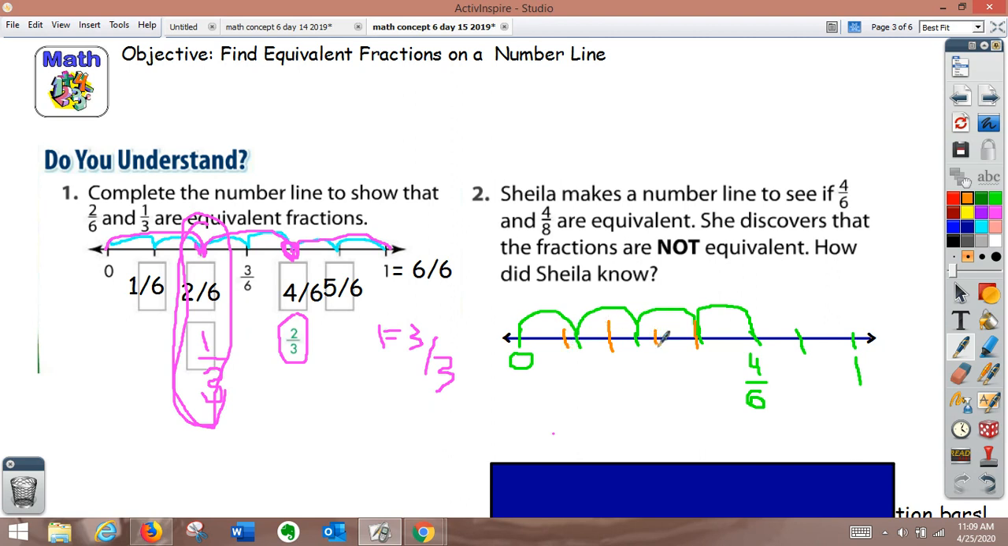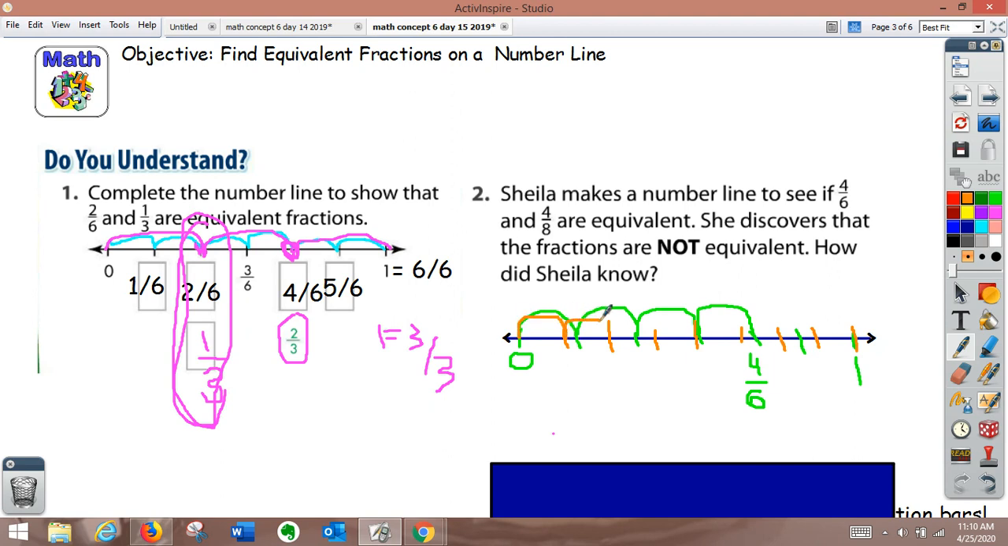1, 3, 4, 5, 6, 7, and of course 8 is my 1 there, isn't it? Let's check that. We got 1, 2, 3, 4, 5, 6, 7, 8. Good. Mathematician always checks. Now she wants to talk about 4 of them.